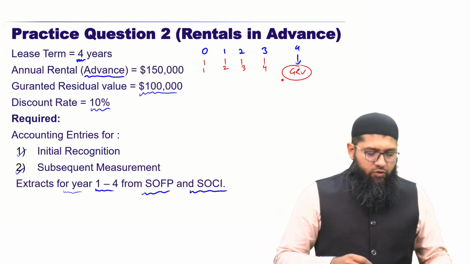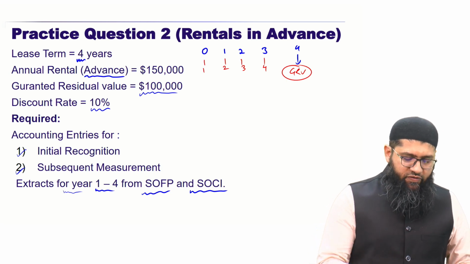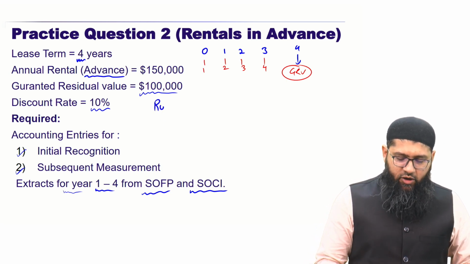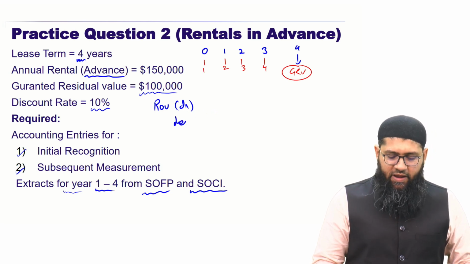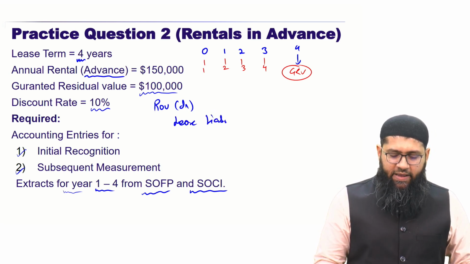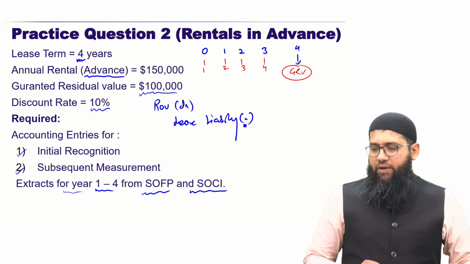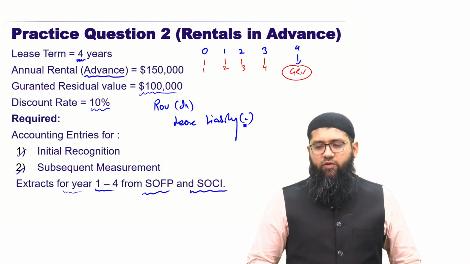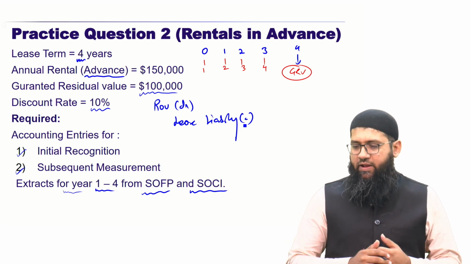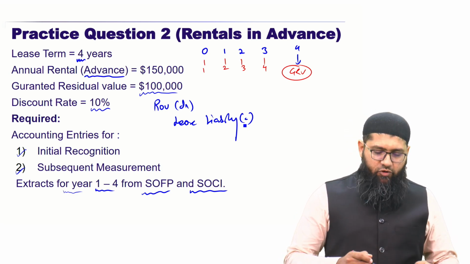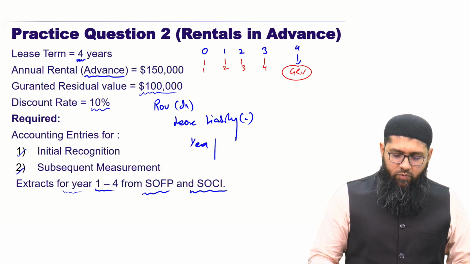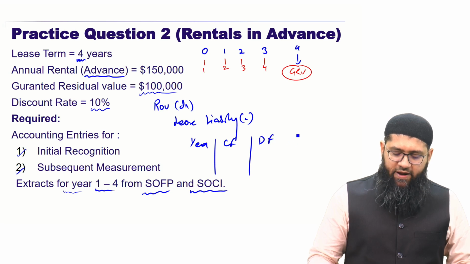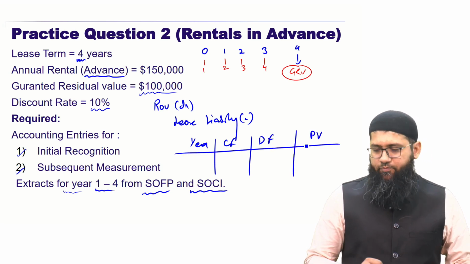Now, the first thing is that you know we have to recognize the right of use asset as a debit, and correspondingly we have to recognize the lease liability as a credit. So how exactly are you going to recognize the right of use asset debit and the lease liability credit? We would have to calculate the present value of the lease liability. So you would have the year, the cash flow or the rental, then the discount factor, and then the present value.